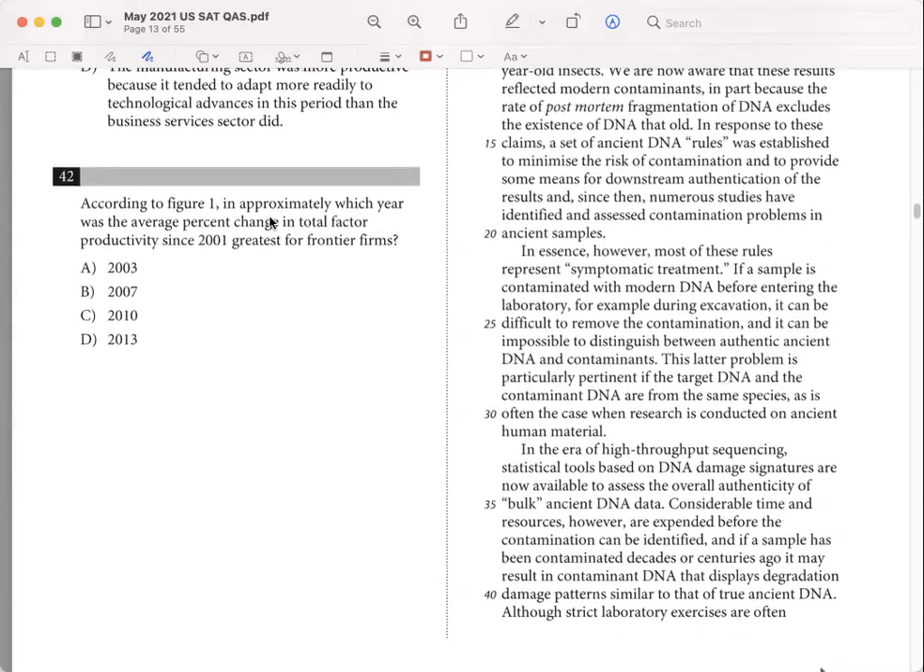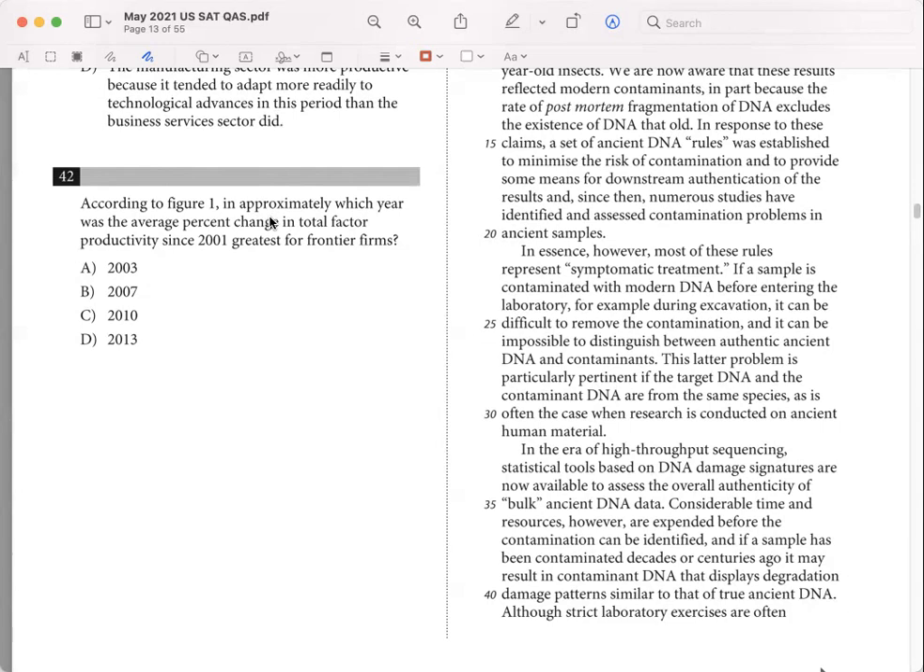In essence, however, most of these rules represent symptomatic treatment. If a sample is contaminated with modern DNA before entering the laboratory, for example, during excavation, it can be difficult to remove the contamination, and it can be impossible to distinguish between authentic ancient DNA and contaminants. This latter problem is particularly pertinent if the target DNA and the contaminant DNA are from the same species, as is often the case when research is conducted on ancient human material.